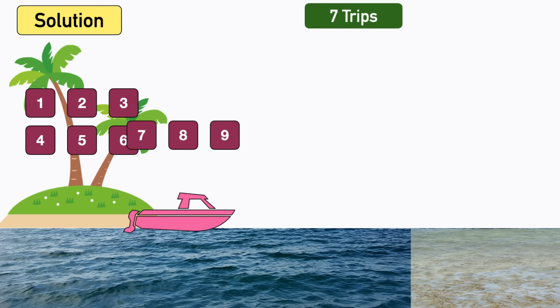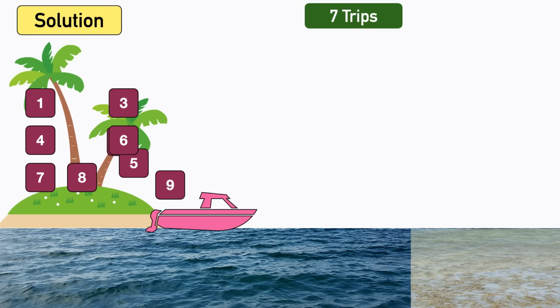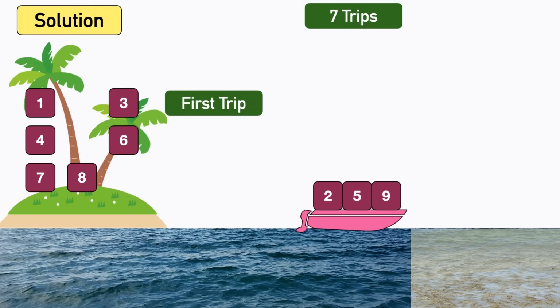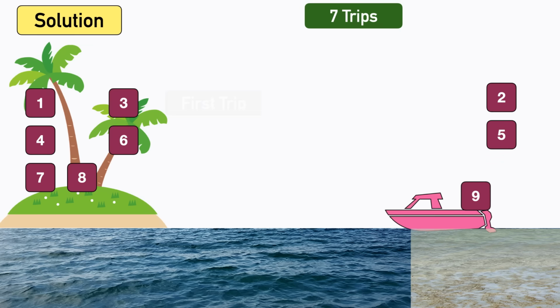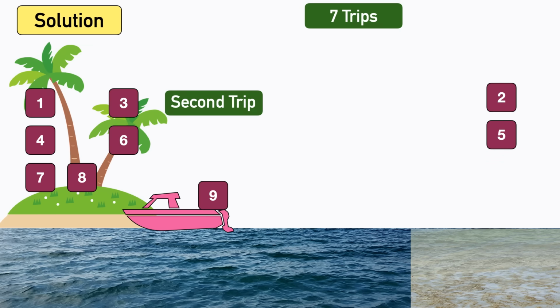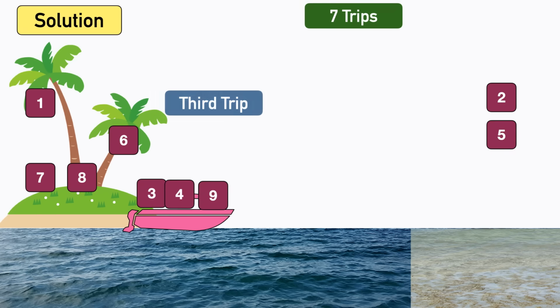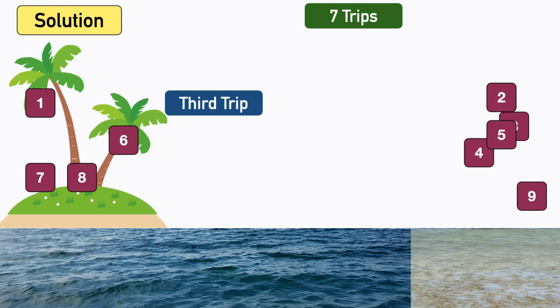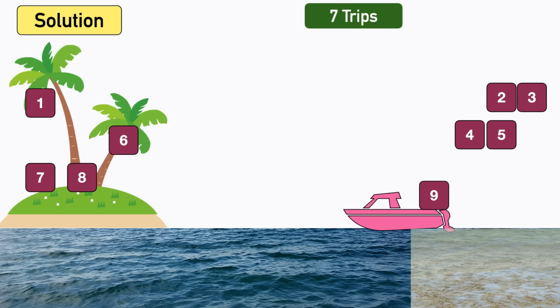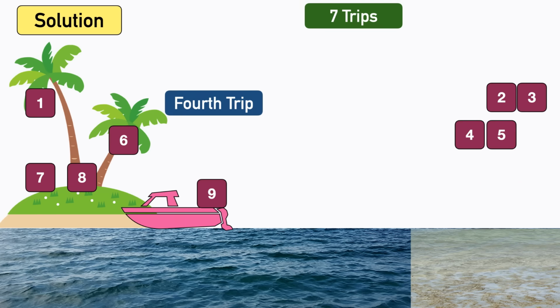In the first trip, send 2, 5, 9. The sum of these numbers is 16, which is a square of number 4. While coming back, bring back the number 9, which is the second trip. In the third trip, send 3, 4, 9, and again the sum of these numbers is 16, which is a square of number 4. While coming back, bring back the number 9, which is the fourth trip.